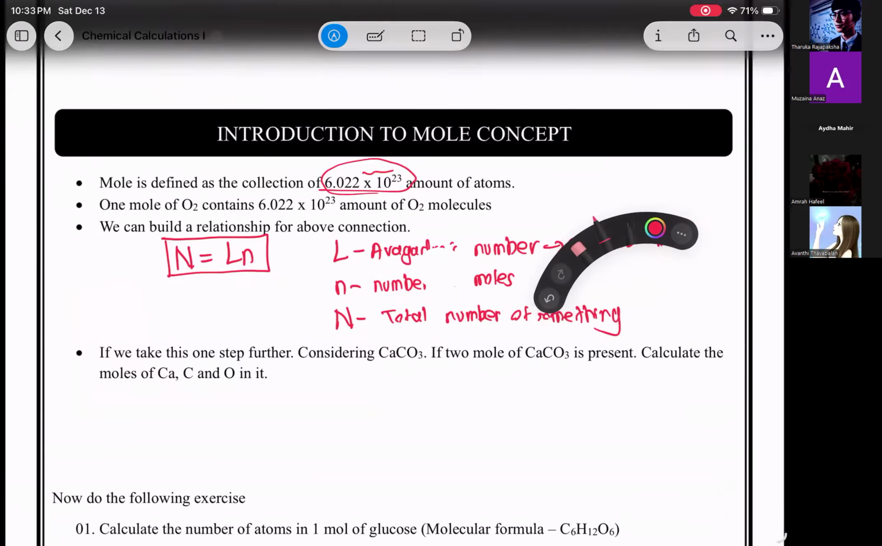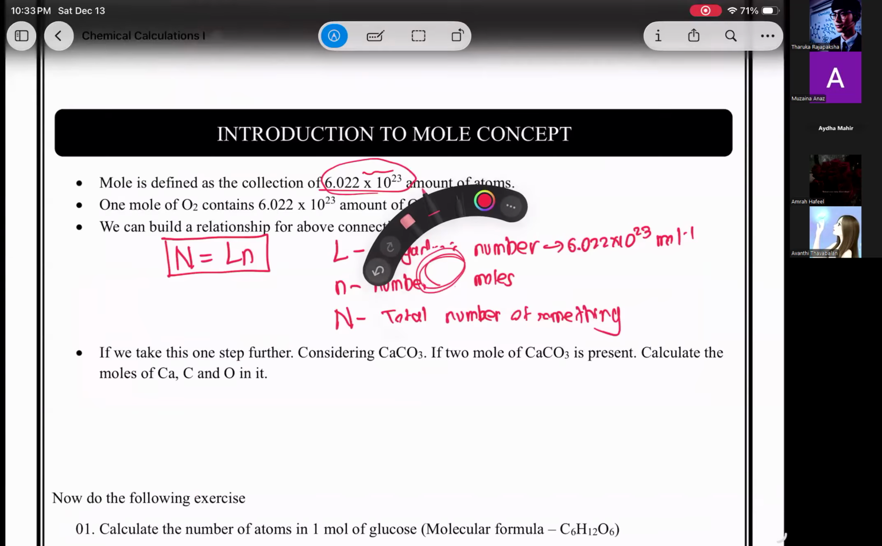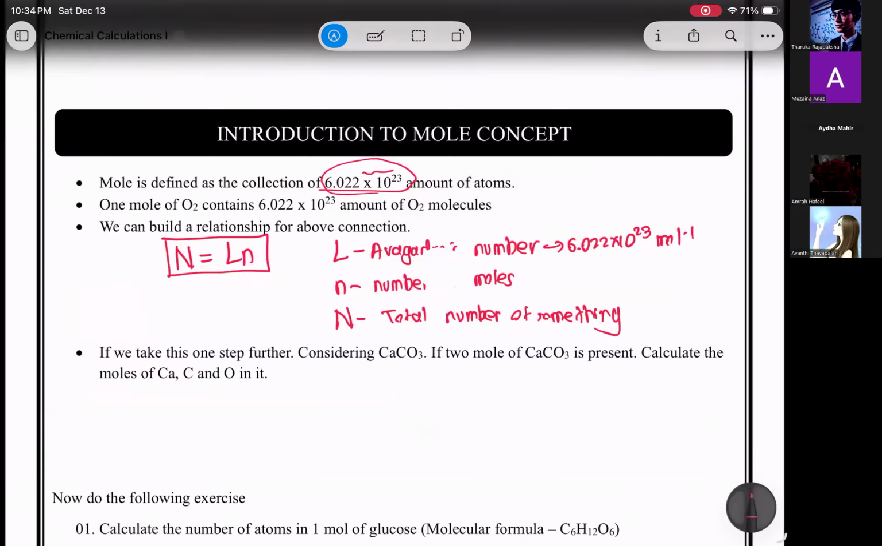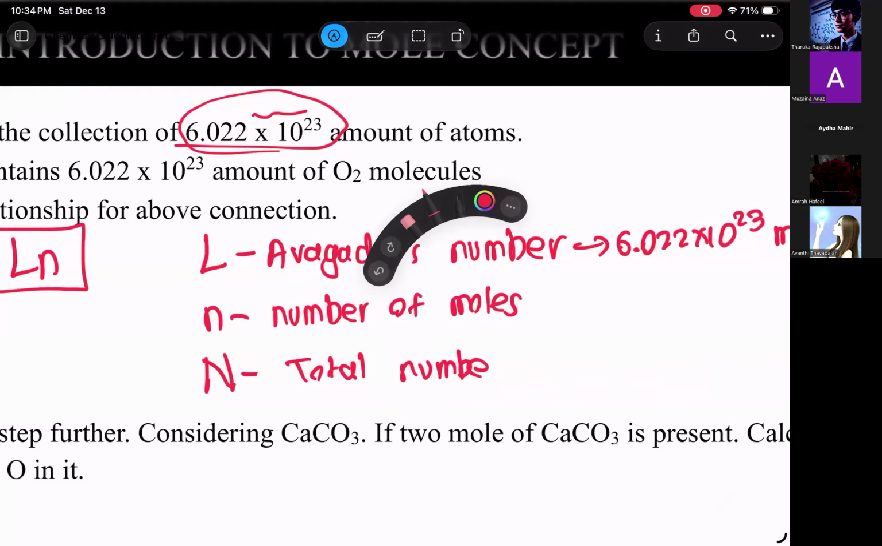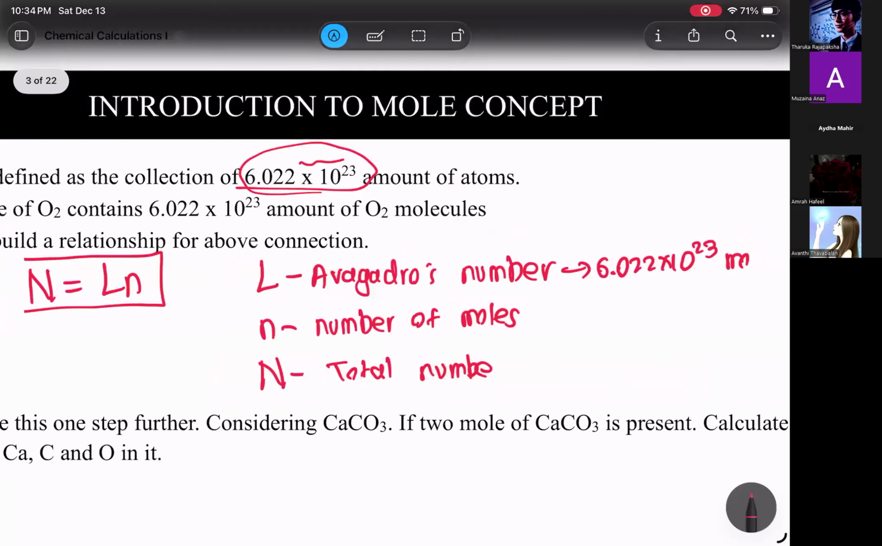Who erased this part? Erase the... okay. Right. People, now listen.